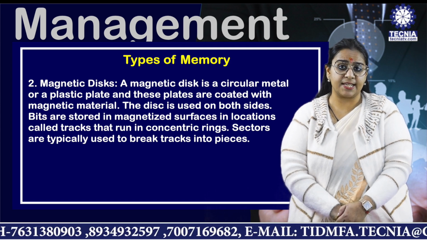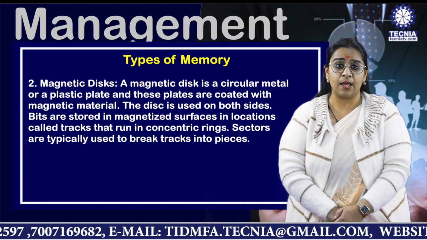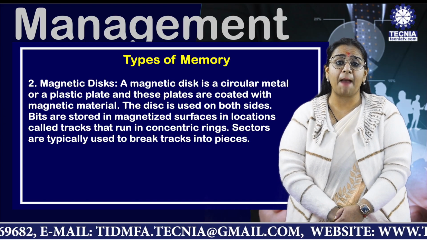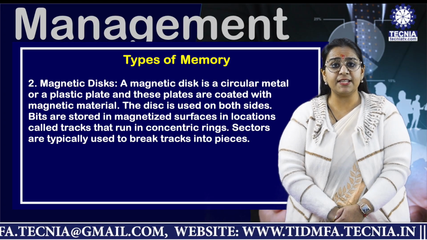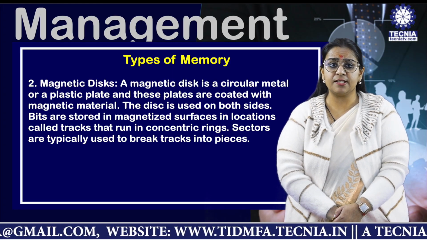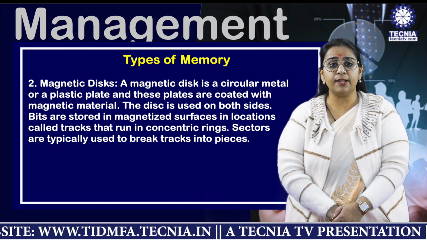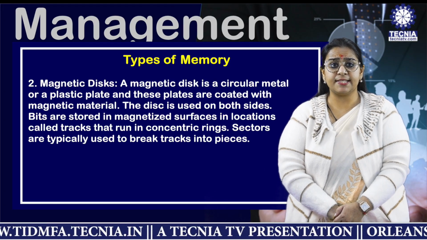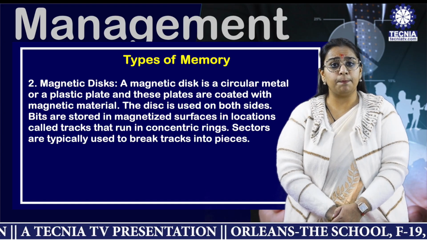A magnetic disc is the second type, a circular metal or plastic plate. These plates are coated with a magnetic material. The disc is used on both sides. Bits are stored on the magnetized surface in locations called tracks that run in concentric rings. Sectors are typically used to break tracks into pieces.